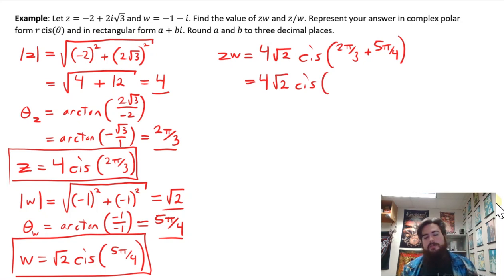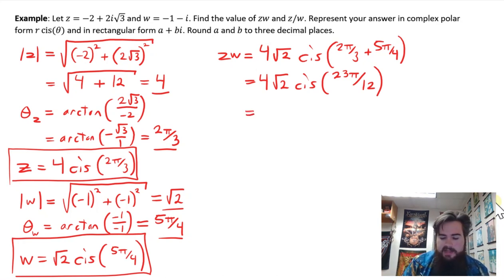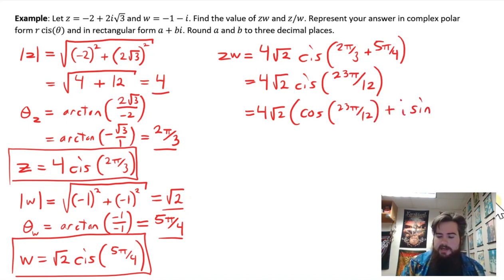And then 2 pi over 3 plus 5 pi over 4, those would have a common denominator of 12. So that'd be 8 pi over 12 plus 15 pi over 12. So that'd be 23 pi over 12. We can approximate that using a calculator. If I were to expand this, this would be 4 square root of 2 times cosine of 23 pi over 12 plus i times sine of 23 pi over 12.